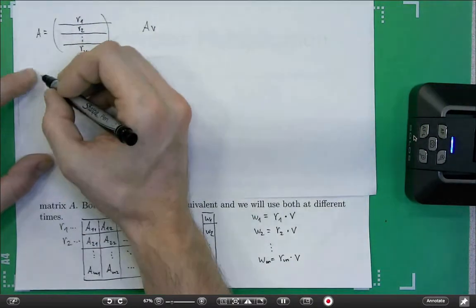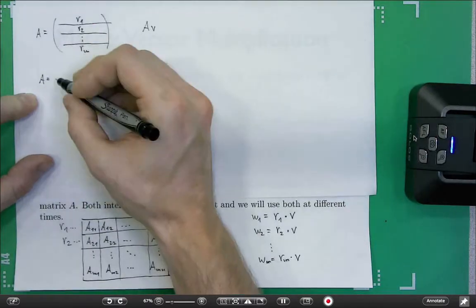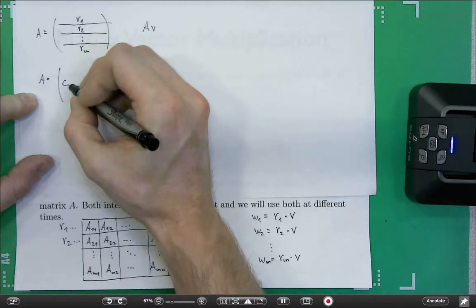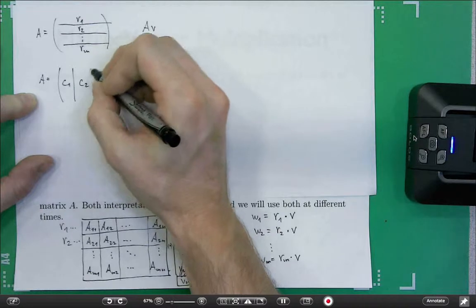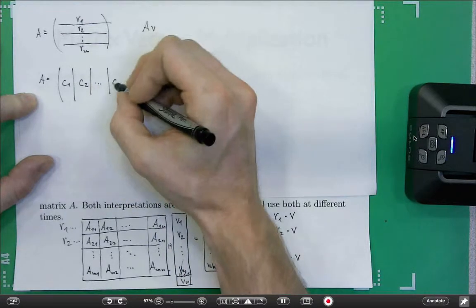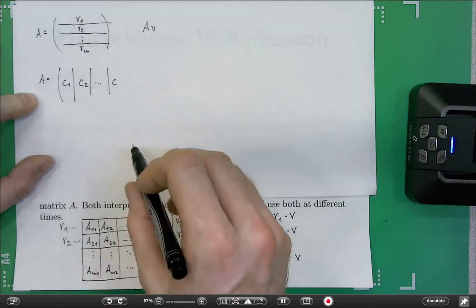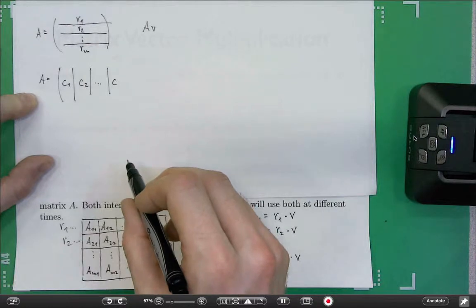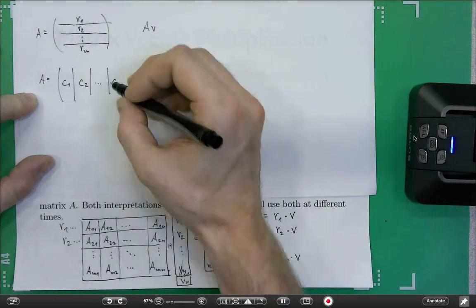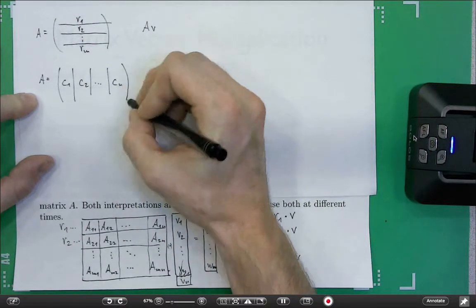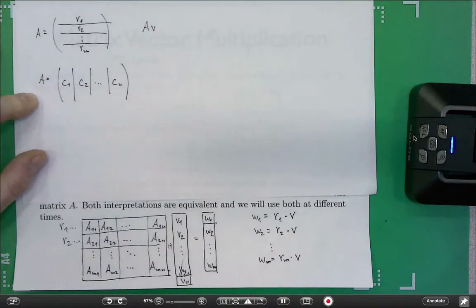I can also be looking at A as a collection of column vectors, so C1, C2, and so on. Let's not get it wrong. What's going to be there? N or M? And obviously, I'll get you to think about it. If I have to think about it, you also have to think about it.